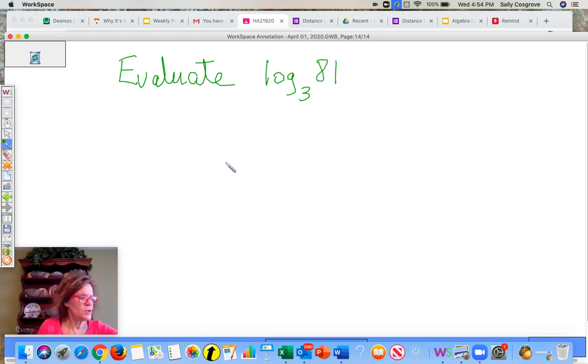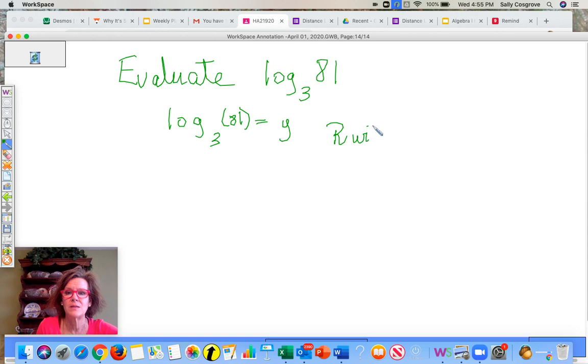All right, so to evaluate a log, I'm going to try to figure out what power I raise this base of 3 to get 81. So you're kind of working backwards in your head, but one of the first things that we can do is write it as an equation. Log base 3 of 81 equals some number y. Later, I'll show you a way that we can evaluate this, but right now we don't know how to. So what we're going to do is rewrite it.